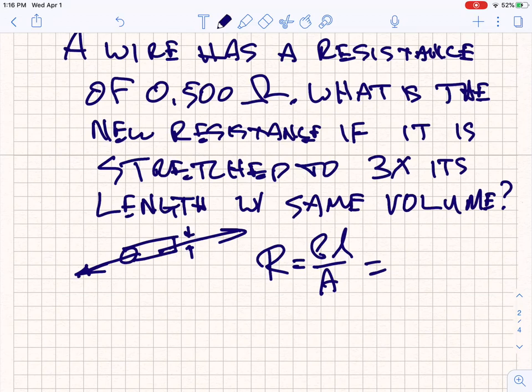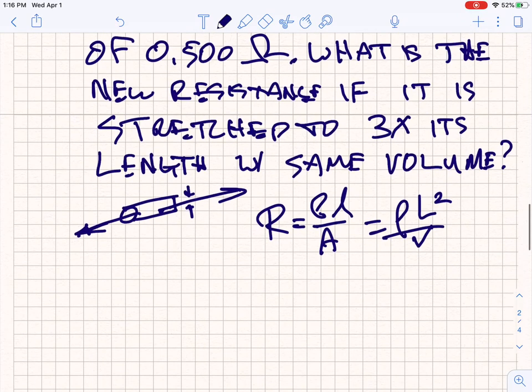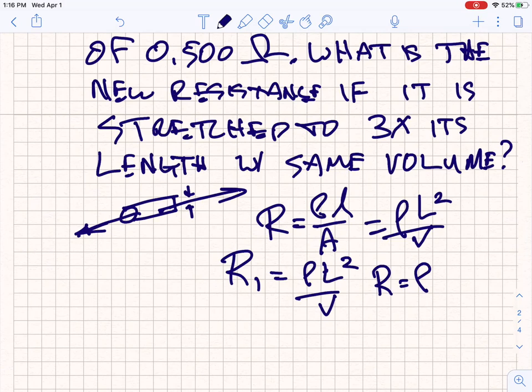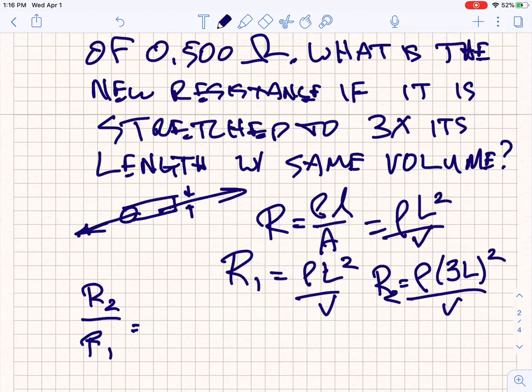right? And we said that that's also rho times length squared over volume, okay? And so we're going to keep the same volume. So we're going to look at resistance 1 would be rho L squared over volume. And resistance 2 would be rho times 3L squared divided by volume. So if I take resistance 2 and divide that by resistance 1, so I get my resistivity, which is going to be the same.